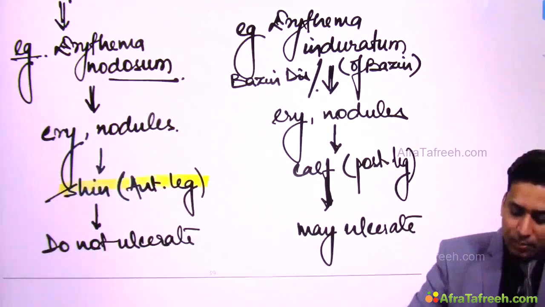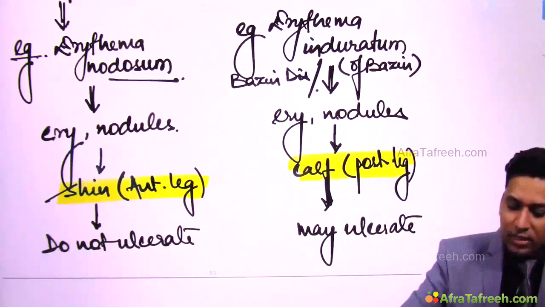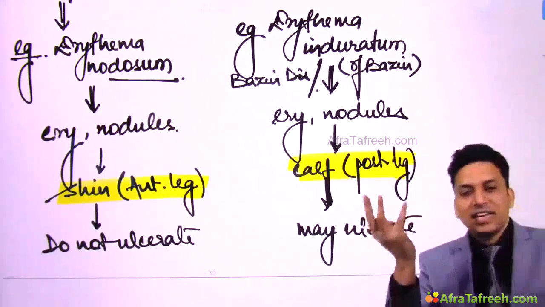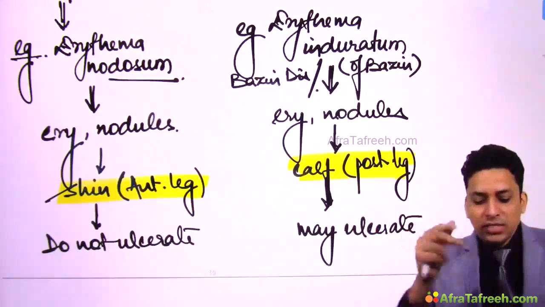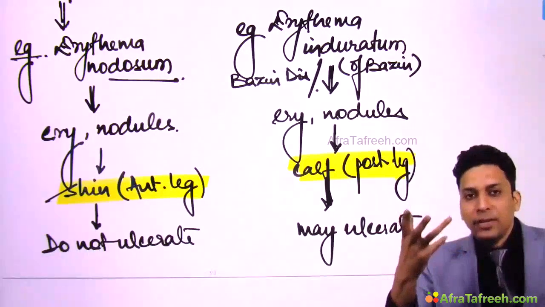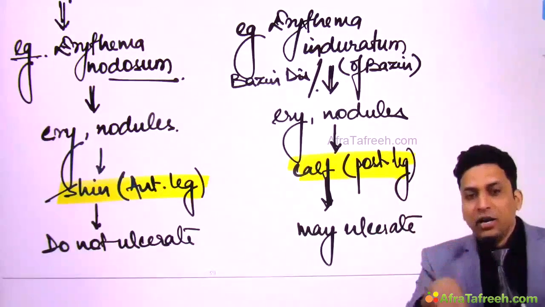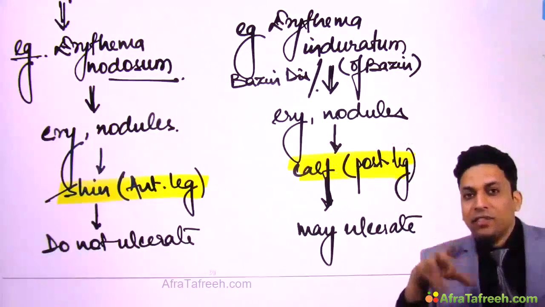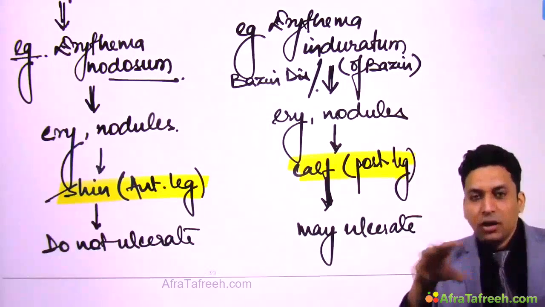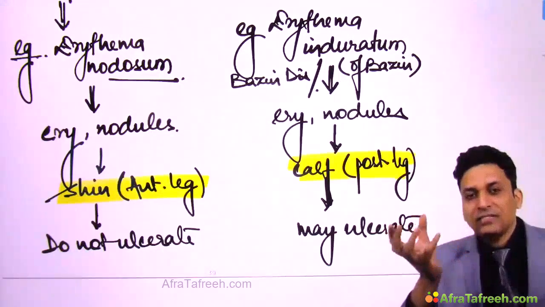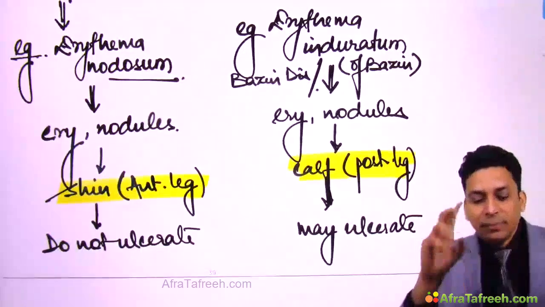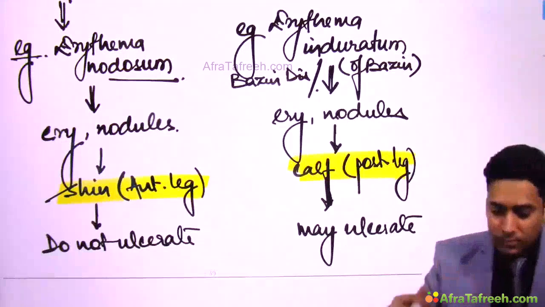Here the sites are important. This is generally present over anterior leg, while this is present over posterior leg. If you forget this, this can also be very easily recalled, because erythema nodosum is septal paniculitis, while erythema induratum is lobular paniculitis. Lobules have a lot of fat. So in your leg, the fat is mainly present where? On the anterior part of the leg or posterior part of the leg, in the shin or in the calves? In the calves. So that's why in the calves lobular paniculitis occurs, that is erythema induratum, while in the anterior part septal paniculitis occurs, that is erythema nodosum.